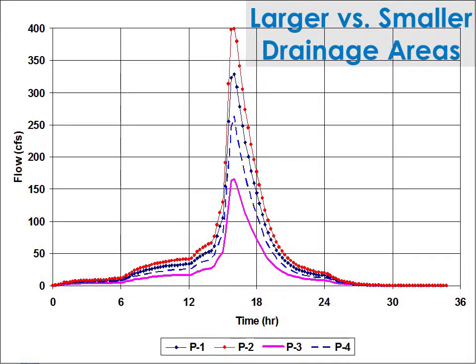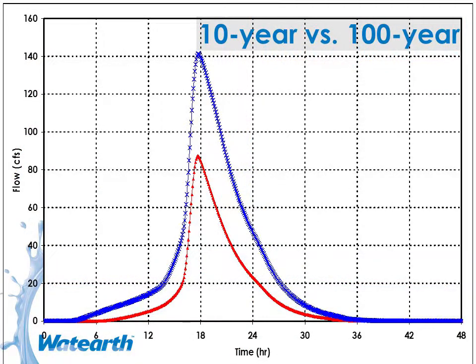So larger drainage areas, obviously the larger hydrographs. It's the same project, so all the other considerations are similar. So which one's the 10-year? The red one, yeah. But you can see the shapes are pretty similar for the two events. It's going to have a similar rainfall distribution pattern, and that's what's going to drive the shape of the hydrograph, as well as the characteristics of the drainage area.